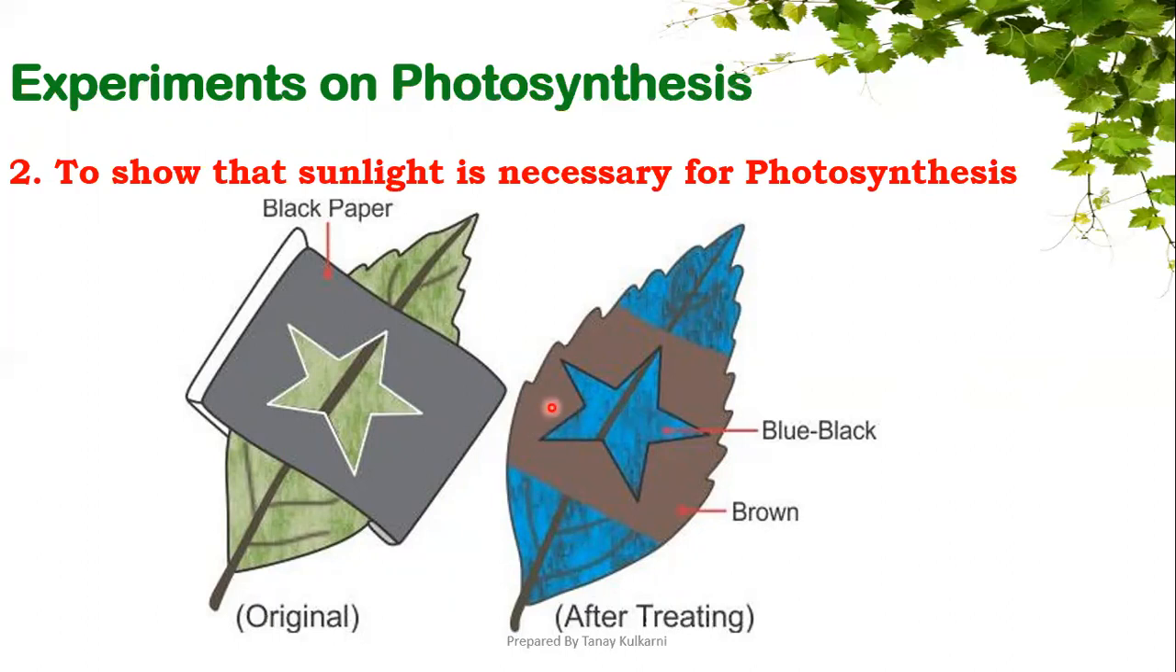We can observe that only the part of the leaf which could get light shows the bluish black color area. The part which was covered by the black paper will turn brown because no photosynthesis took place.